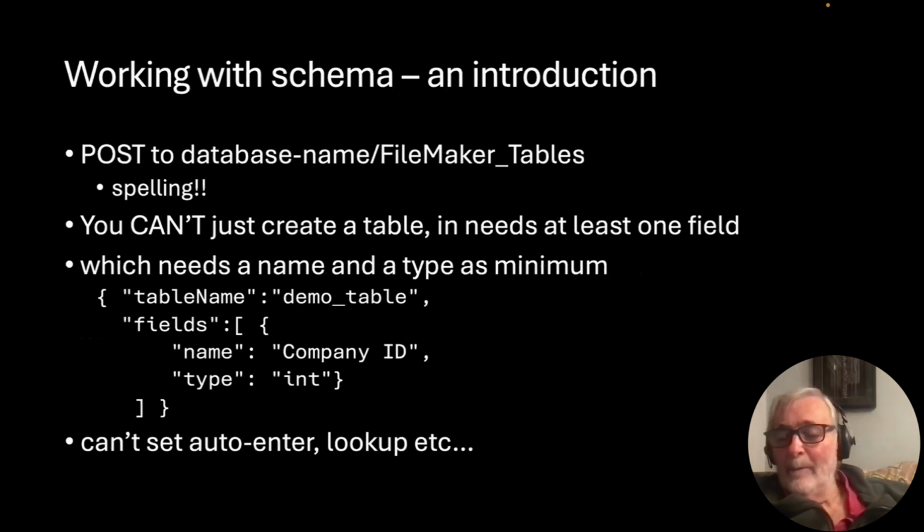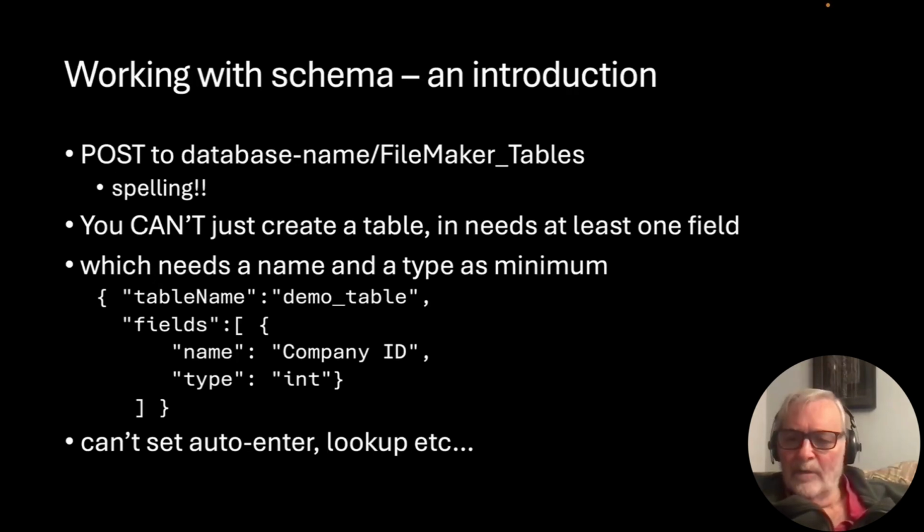Because we mentioned it at the beginning, we're going to do a really quick touch on working with schema just to show that it works. I'm not going to teach you everything you need to know about it. But just as we said, if you want to run a script, there's a special hidden table called script, which contains all the scripts. There's a special hidden table for OData called FileMaker_Tables, and you have to spell it exactly like that with the capital M in the middle of FileMaker. Okay, it's FileMaker_Tables.